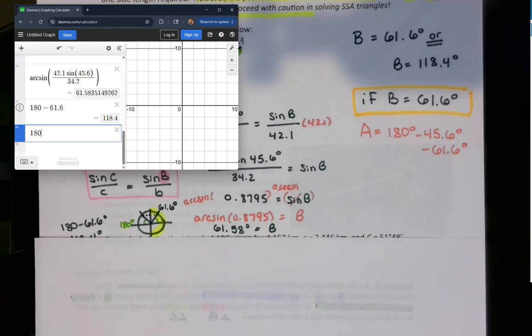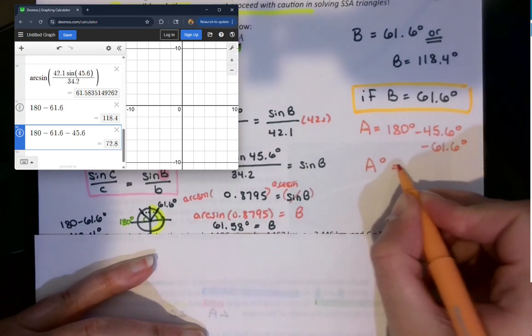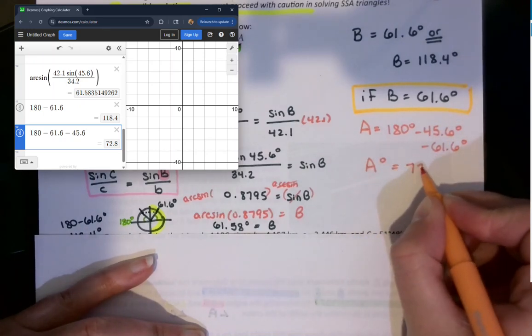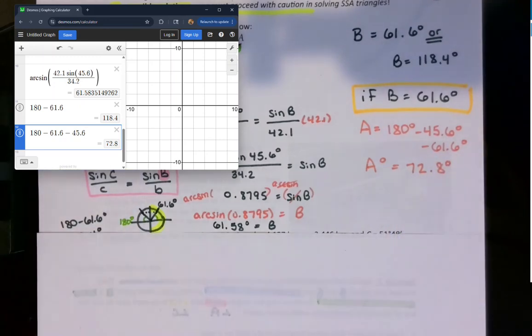So 180 minus 61.6, I guess I'm subtracting the other order, that's fine, minus the 45.6. That would give angle A a measure of 72.8 degrees.